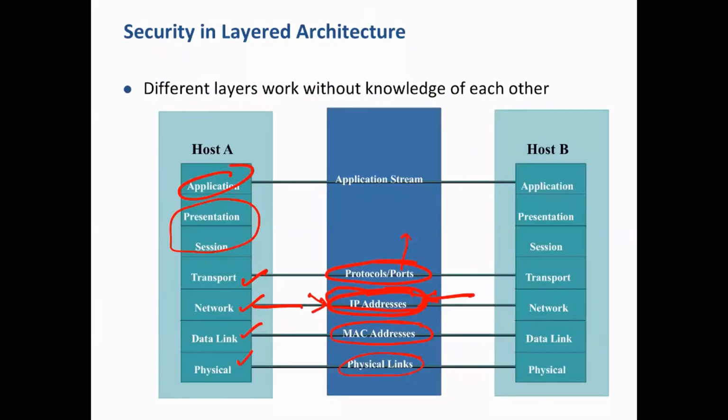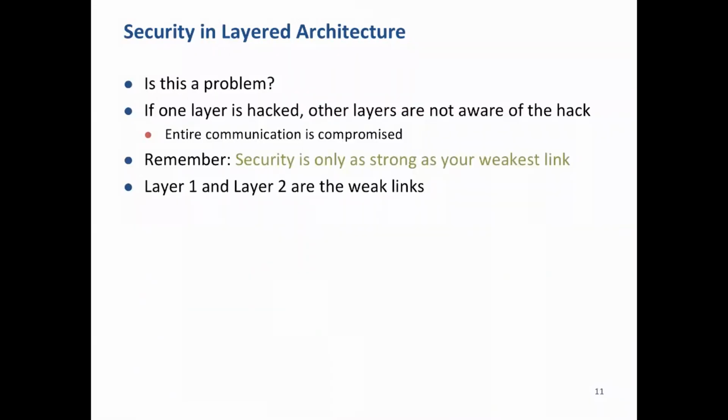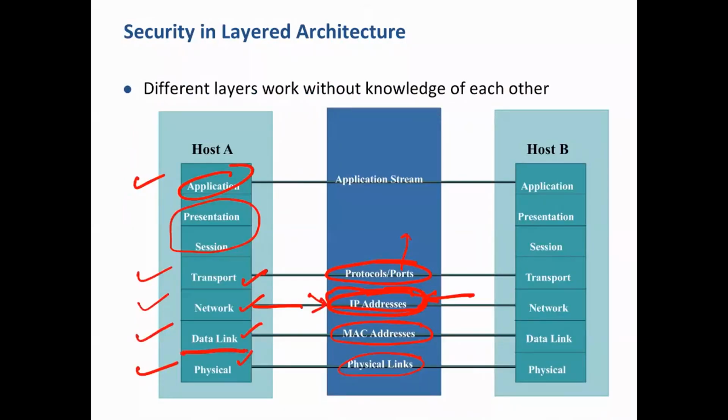Now the problem is how do you provide security in this case? Where do you provide it? Do you provide it at the physical layer, data link layer, network layer, transport layer, or application layer? The answer is that you have to provide it at all layers, because if one layer is hacked, other layers are not aware of the hack, right? Because by design, there is only one interface through which the data link layer communicates with the physical layer and so on. So the interface remains intact.